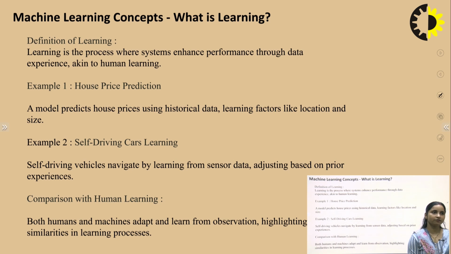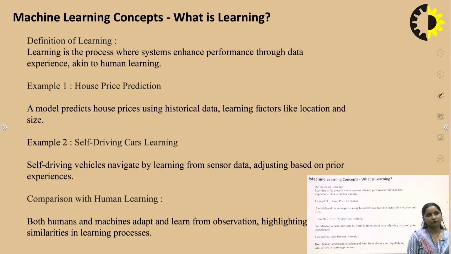Then come self-driving cars. This is another example of machine learning. Self-driving vehicles navigate by learning from sensor data and adjusting based on prior experiences. Suppose I am driving a car and the road is blocked. If 2 cars, 3 cars keep passing from the same road, then we can conclude that the navigation should not go by that road. This is the type of self-driving car learning.